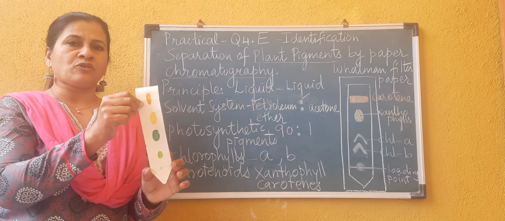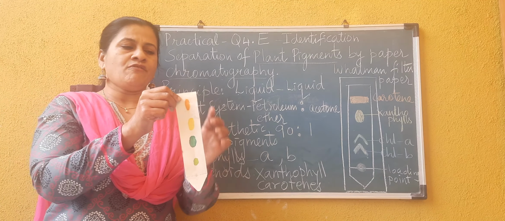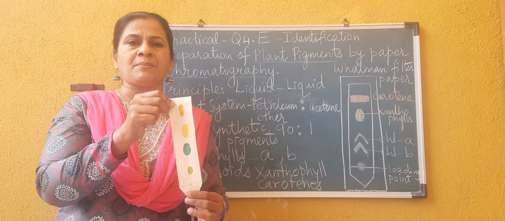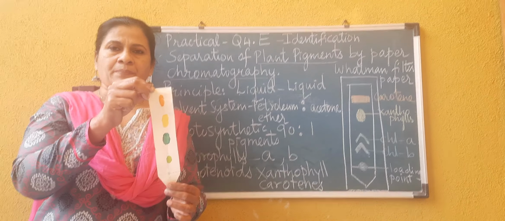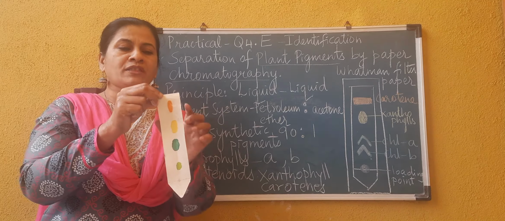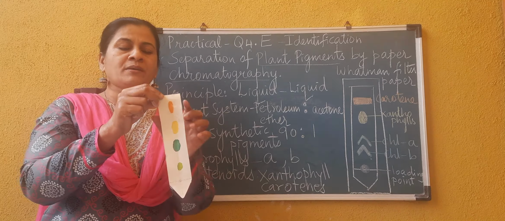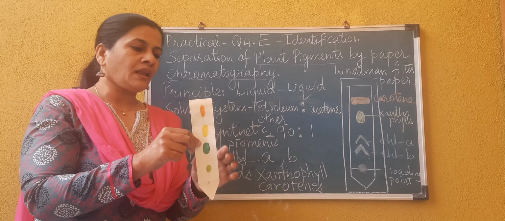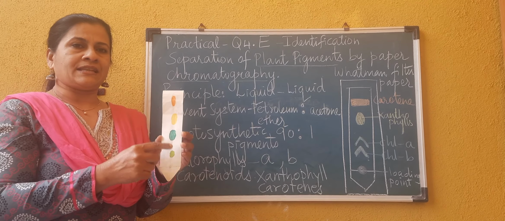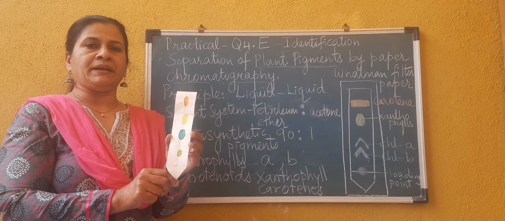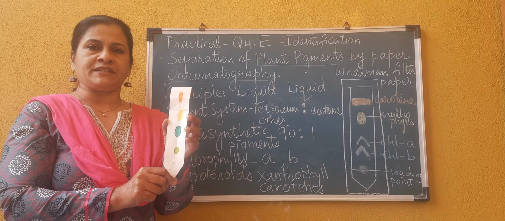So the conclusion of this experiment is that photosynthetic pigments can be separated on Whatman filter paper on the basis of their colors as they move as per their molecular weight. So this proves that separation of photosynthetic pigments can be done by the paper chromatography technique.